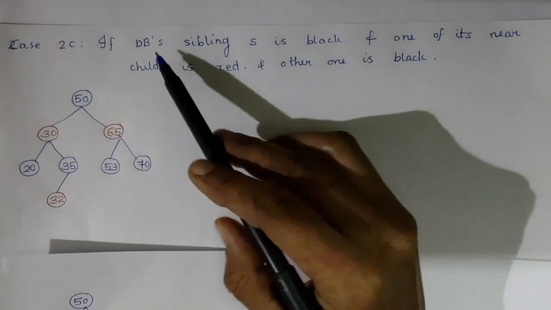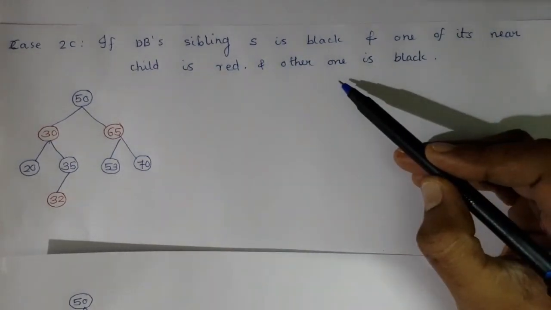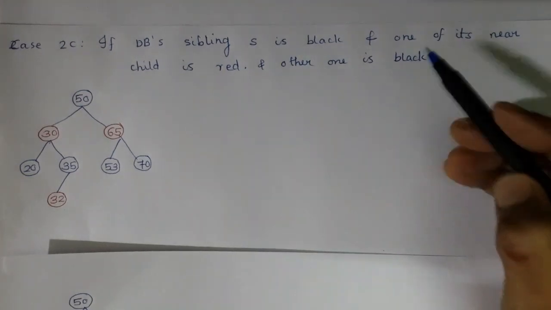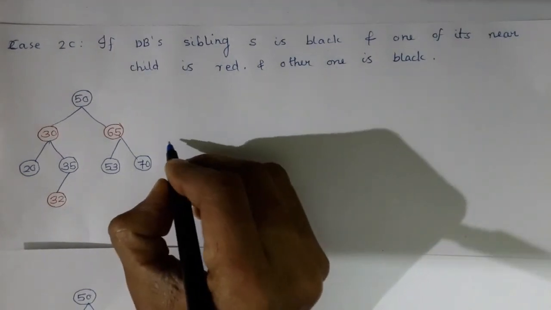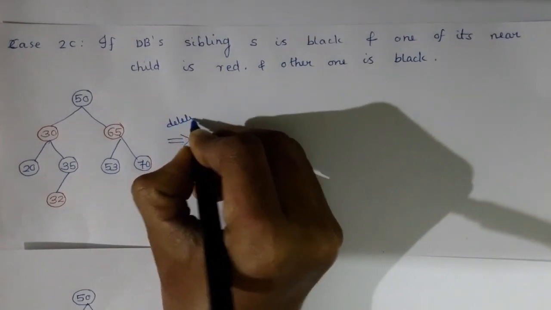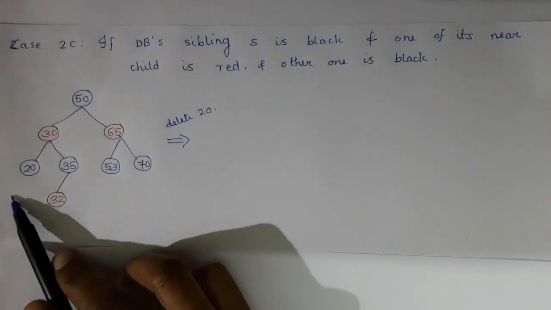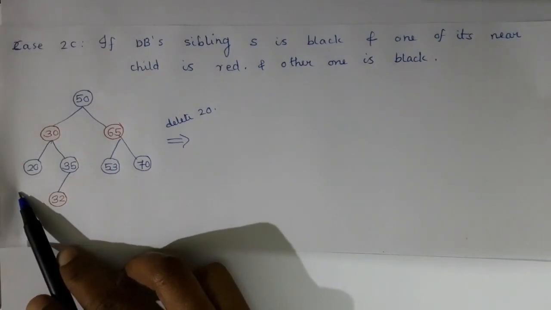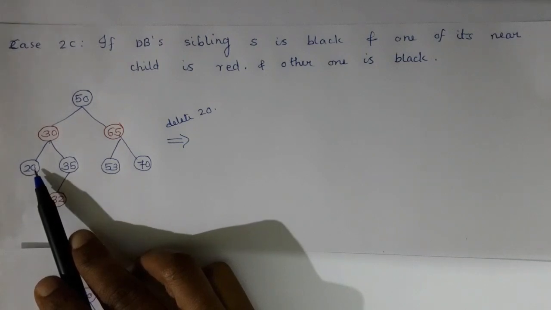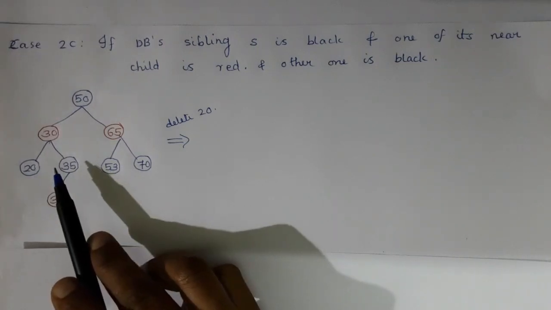Consider the case 2C. Here, if double black sibling S is black and one of its near child is red and the other one is black. Consider this example. Here we want to delete 20. So when you delete 20, it is replaced by the nil node. Nil node is black node. So the replaced nil node become double black because 20 is also black.